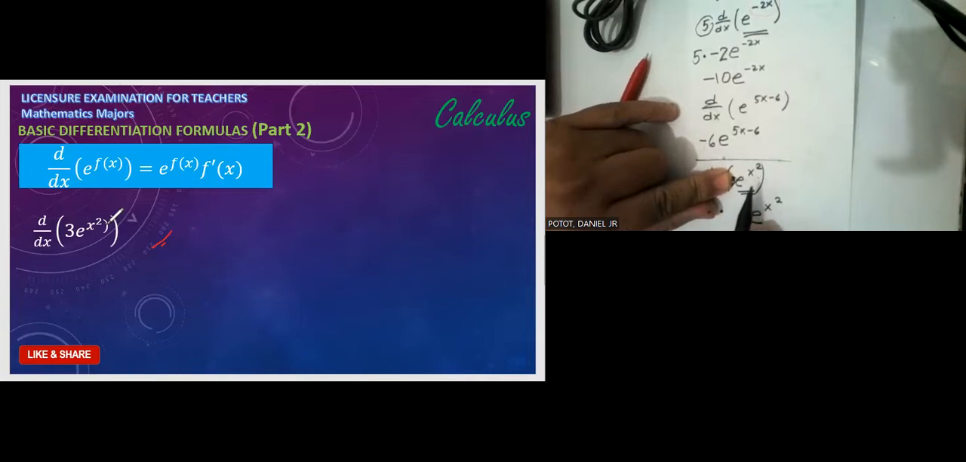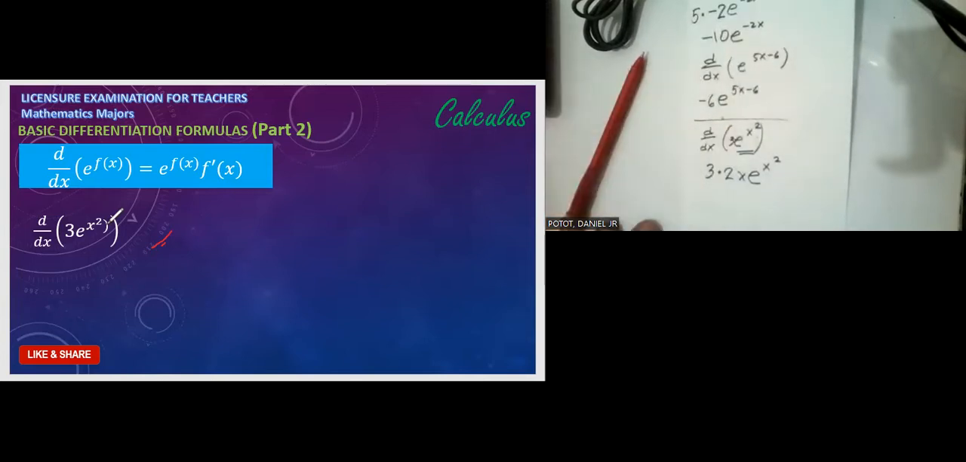But then the derivative of this one is you copy this and take the derivative of the power, and the power is x squared. We know that the derivative of x squared is 2x. So let's put that in front. You can put it at the back if you want to, but it's actually better if you put it in front. And now you simplify this: 3 times 2 will be 6x e to the x squared.